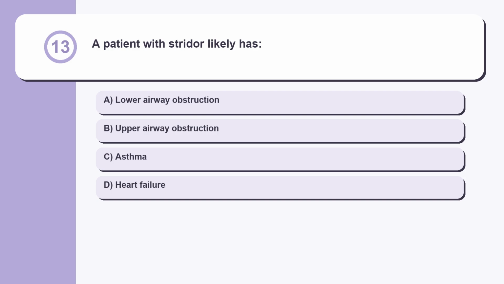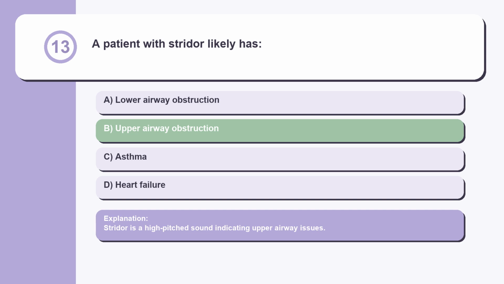Question 13. A patient with stridor likely has lower airway obstruction, upper airway obstruction, asthma, heart failure. Stridor is a high-pitched sound indicating upper airway issues.